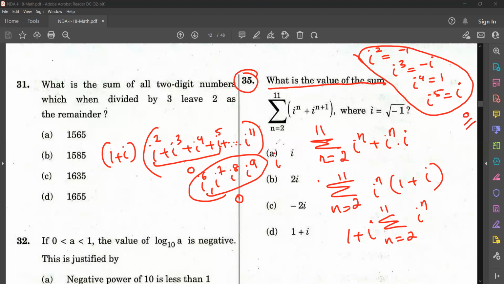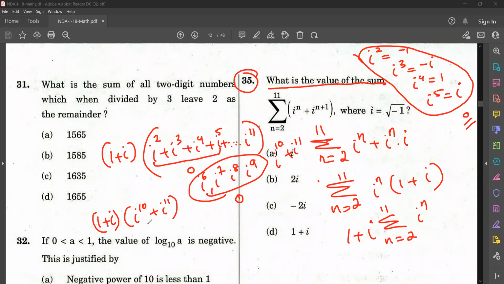Then what else is remaining? i^10 plus i^11, isn't it? So our question changed to 1 plus i into (i^10 plus i^11). You have to just solve this, and you'll get the answer. i^10 plus i^11.